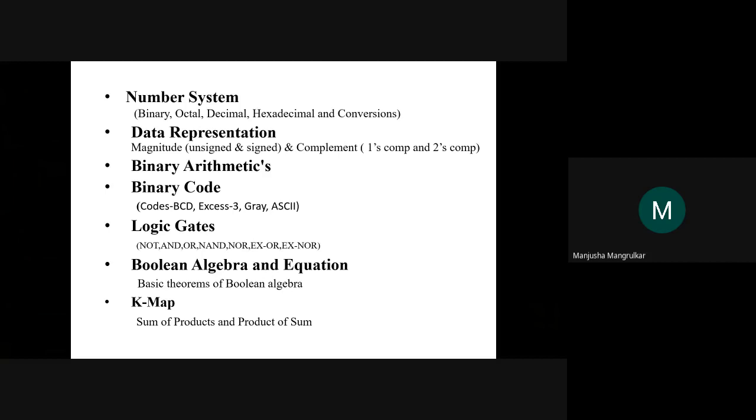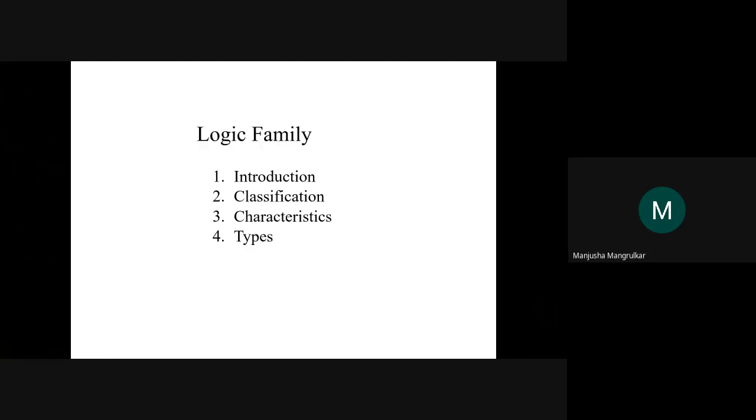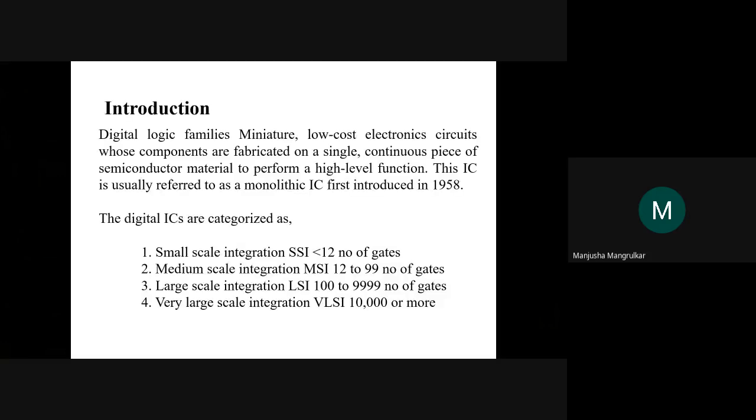Just we'll review what we have completed in the last six lectures: number system, data representation, binary arithmetic, binary code, logic gates, Boolean algebra and Boolean equations, and K-map in the form of sum of product and product of sum. Today in this lecture we are going to see the logic family. What is the logic family? About the introduction, classification, their characteristics, their types and the explanation of the types, right?